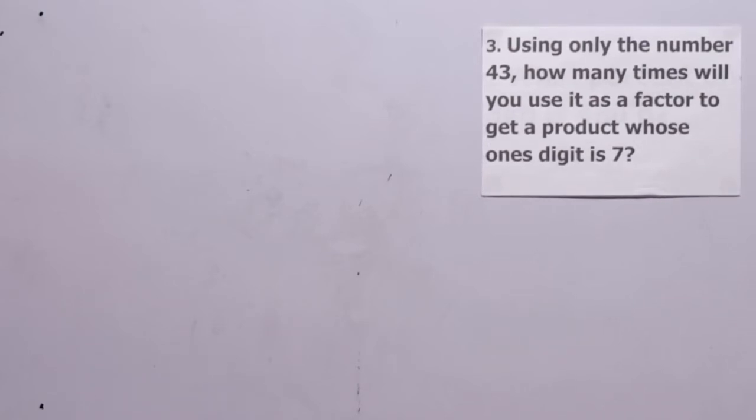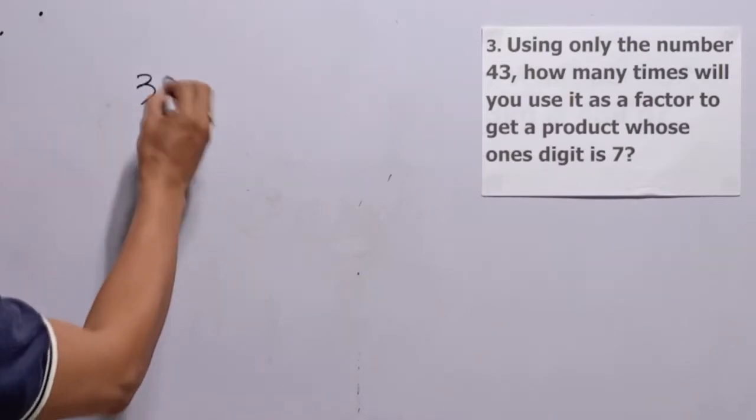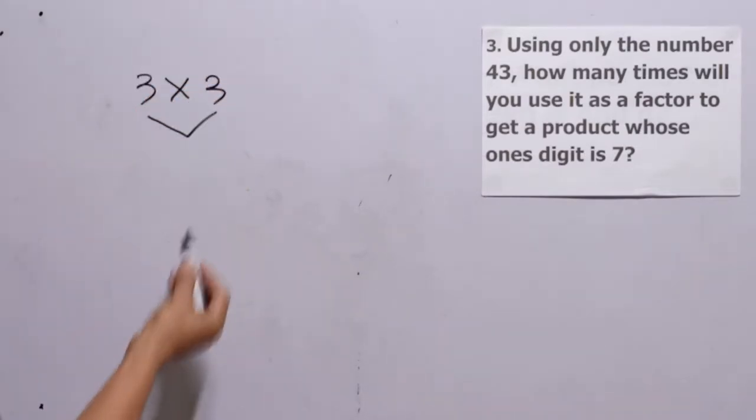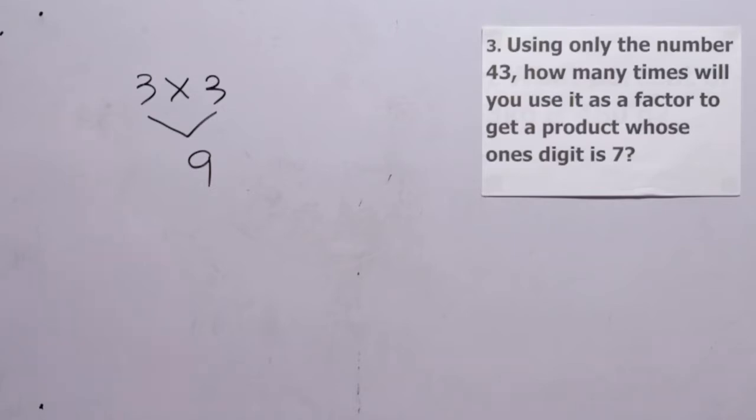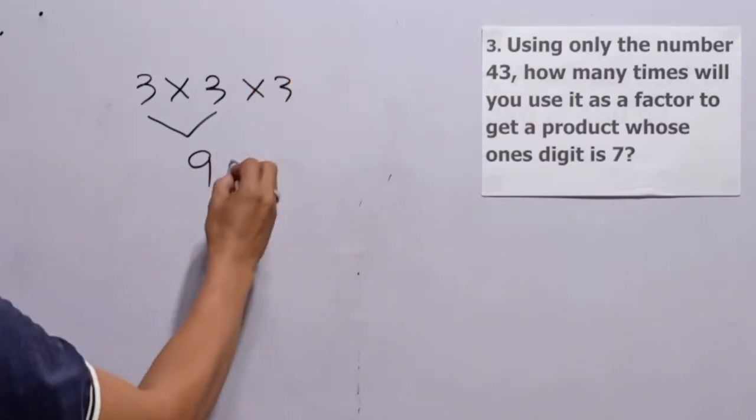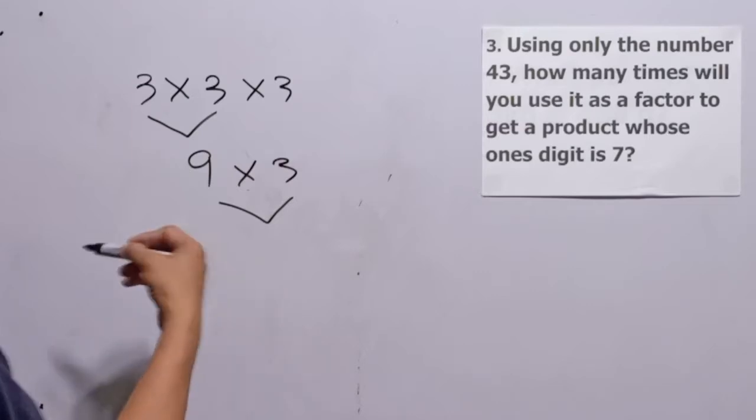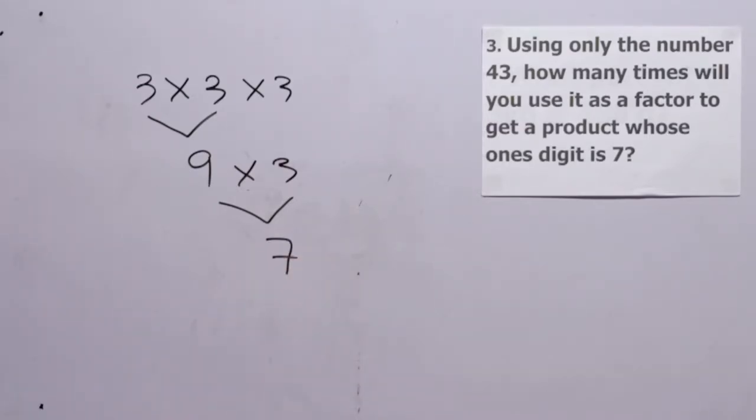Okay, let's have problem number 3. Using only the number 43, how many times will you use it as a factor to get a product whose ones digit is 7? Since we only need the ones digit, instead of multiplying 43 times 43 times 43, you simply multiply the ones digit, which is 3. If I multiply 3 times 3, that will give you 9. Then times 3 again will give you 27. So the ones digit is 7 already.